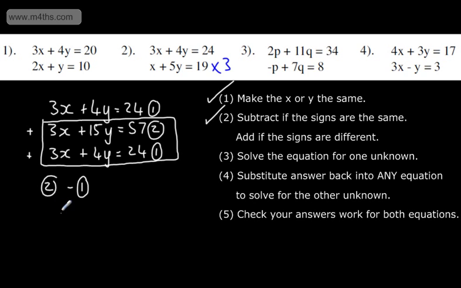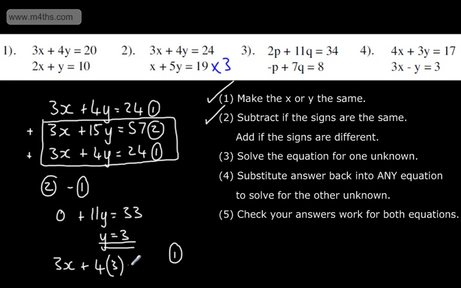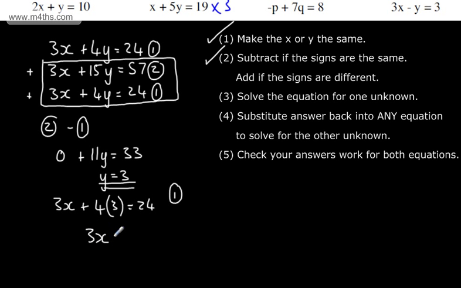So if I subtract downwards, we're going to get 0 plus 11y, and that's going to be equal to 33. 33 over 11 is going to give me y is equal to 3. I'm now going to substitute that back, and it's entirely up to me. I'm going to put it into equation 1. If I do that, I've got 3x plus 4 lots of y, which is 4 lots of 3, and that's 24. So from here, I can see I've got 3x plus 12 is equal to 24. So 3x is going to be equal to 12, and x is going to be equal to 4.